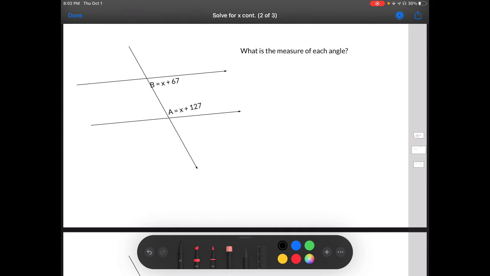Here's our first example. It says, what is the measure of each angle? We've got angle B and angle A here. Just like yesterday, first thing you need to do is decide, are the angles congruent or are the angles supplementary? These are consecutive interior angles, which are supplementary. Since they're supplementary, I'm going to take the first angle, x plus 67, and add the second angle, x plus 127, and those will equal 180.